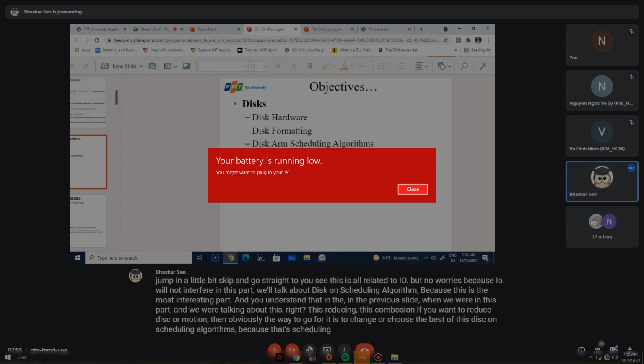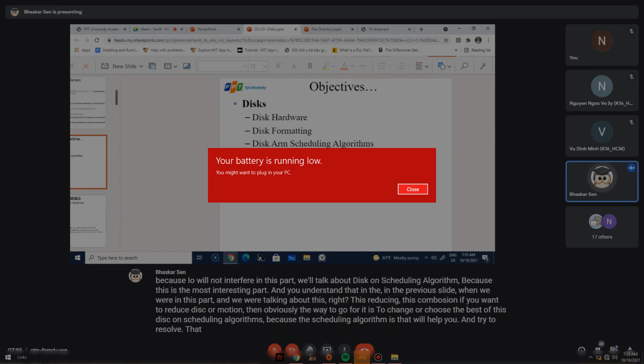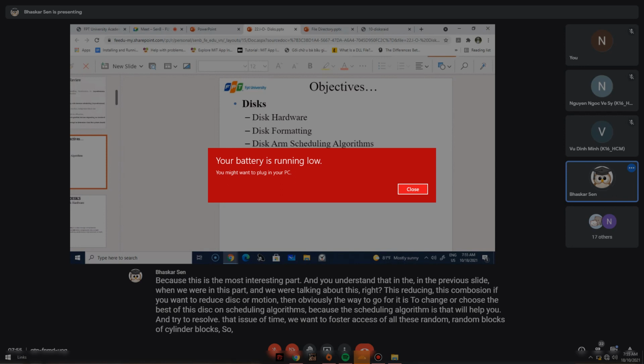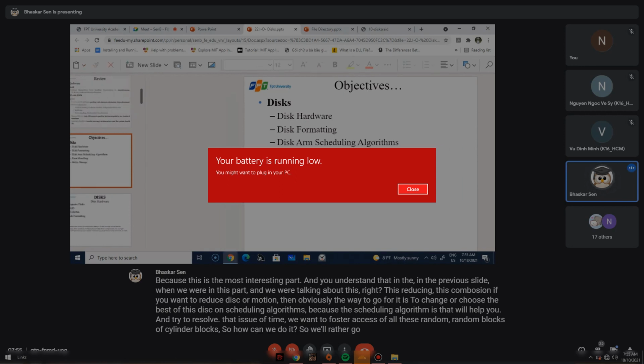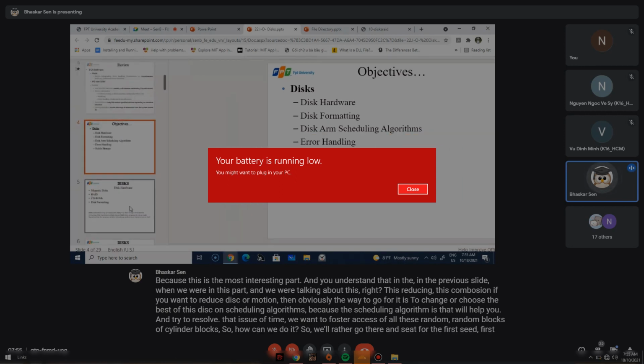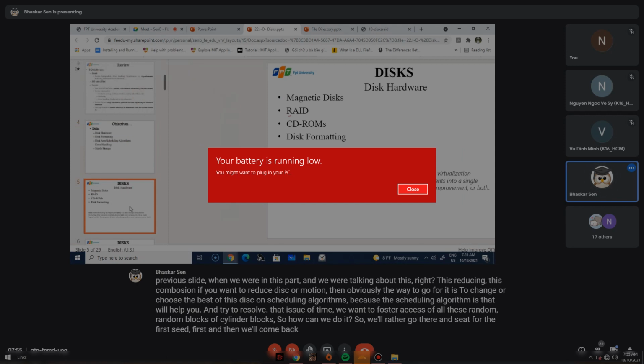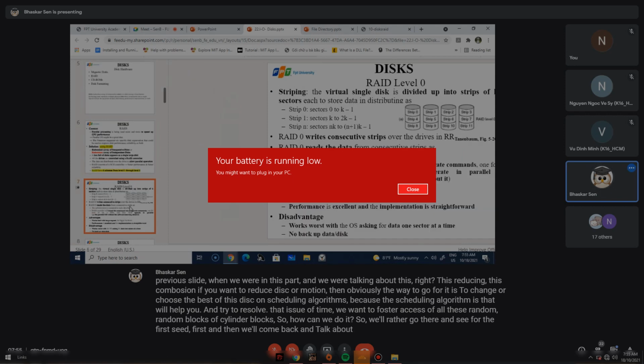The scheduling algorithm will help you in trying to resolve that issue of time. We want faster access of all these random cylinder blocks. So how can we do it? We'll go there and see it first, and then we'll come back and talk about something else.